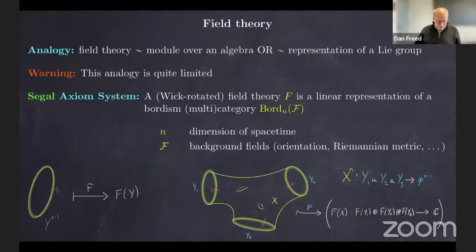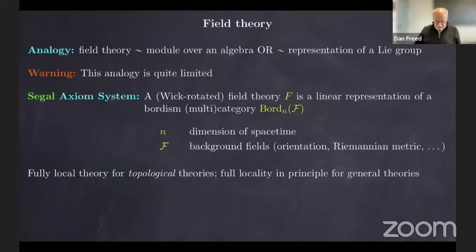And then what we get is a map from this bordism category or multi-category into some target. So to a codimension one manifold of dimension n minus one that's closed, again, with all these background fields, we will assign usually a vector space, or in the infinite dimensional case, some kind of topological vector space. And then when you have a bordism, you get a linear map of these vector spaces. So I'm sure that's very familiar. And we want to say that it's fully local in the topological case, where we can really cut in all codimensions. And for general theories, well, that's a subject for development. But in principle, one would think that.